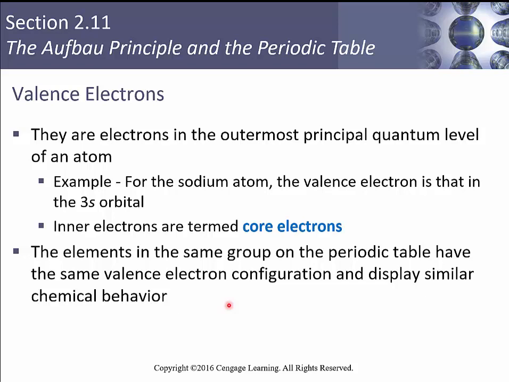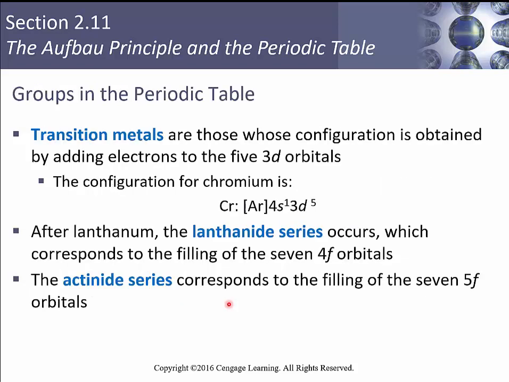So if you look at all the guys in column 1 on your periodic table, they're all going to have an s1, one electron in an s orbital. All the guys in column number 2, your alkaline earth metals, are all going to have 2 electrons in an s orbital for their valence electrons. Some of the groups in there, you've got these transition metals. Those are the ones whose configuration is obtained by adding electrons into the d orbitals, right? So that's that stuff in the middle. Those guys get a little wonky and a little bit tricky, right?